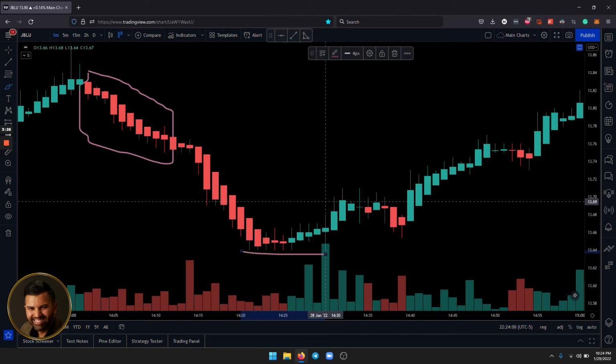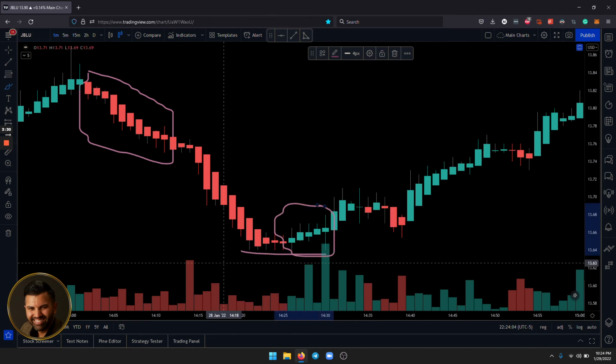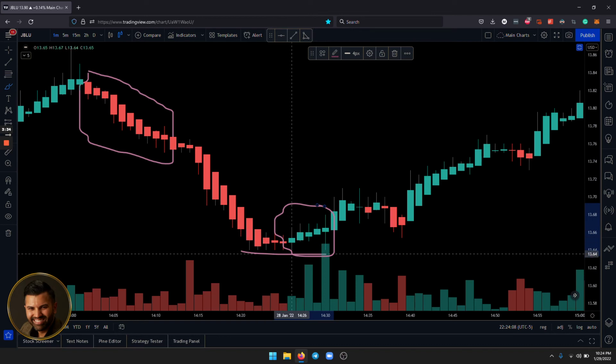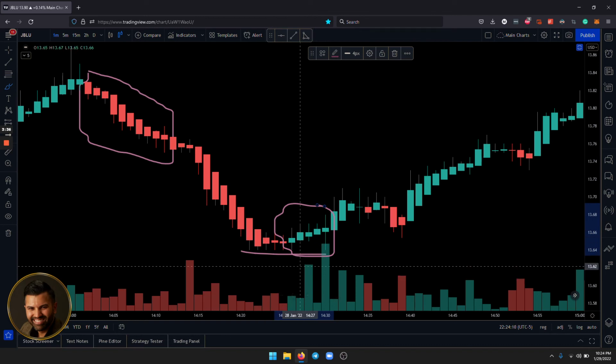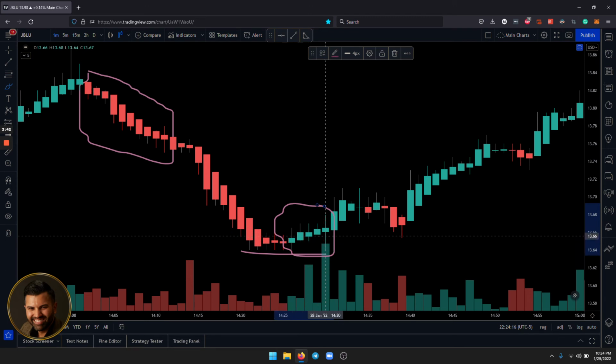Now, look what happens here. You got the buyers coming in. You got the green. The shift is converted. You got wicks on both sides. Still show that there's not enough power in the buyers to keep this going. So as you see, the wicks are developing.